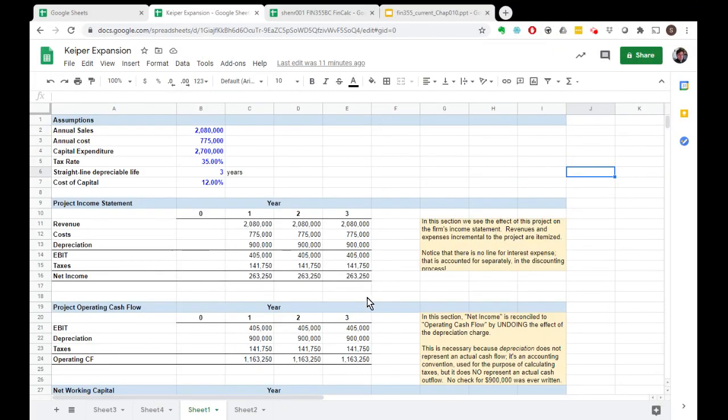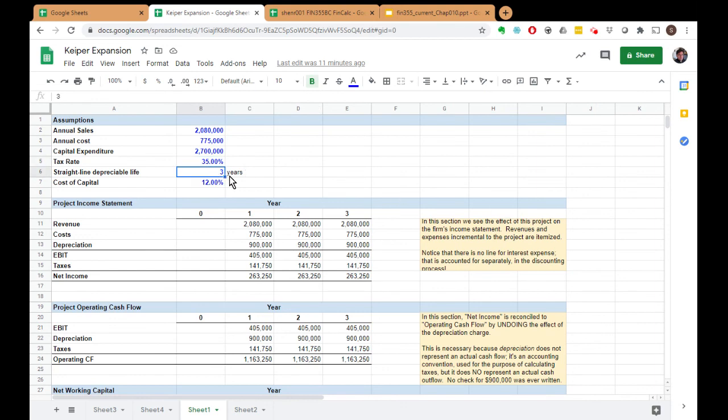Here is a somewhat more elaborate spreadsheet that analyzes the same project in a little more systematic way. Nothing wrong with what was done before, but this is a more generally useful way of laying out the analysis of a project like this. Started with assumptions here at the top, and these were things that were just given to us. So the amount of annual sales generated, the amount of annual costs incurred, the cost of acquiring the equipment needed, the tax rate. There was actually very little more information than that.